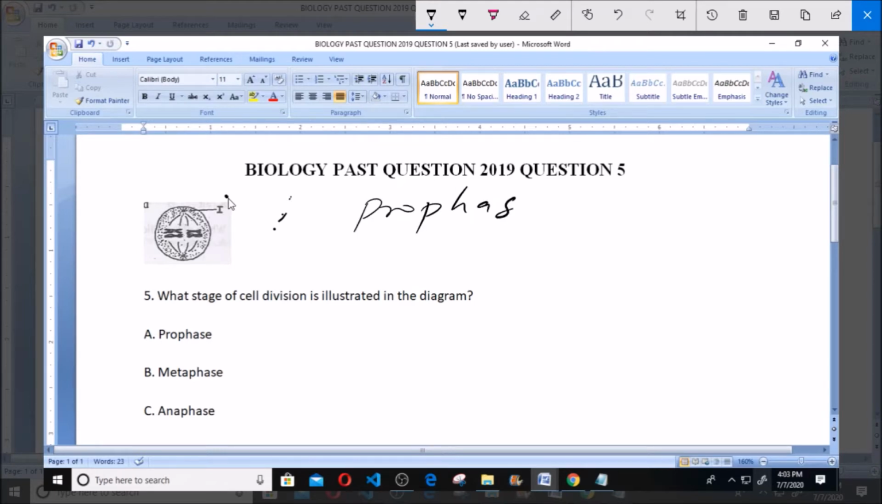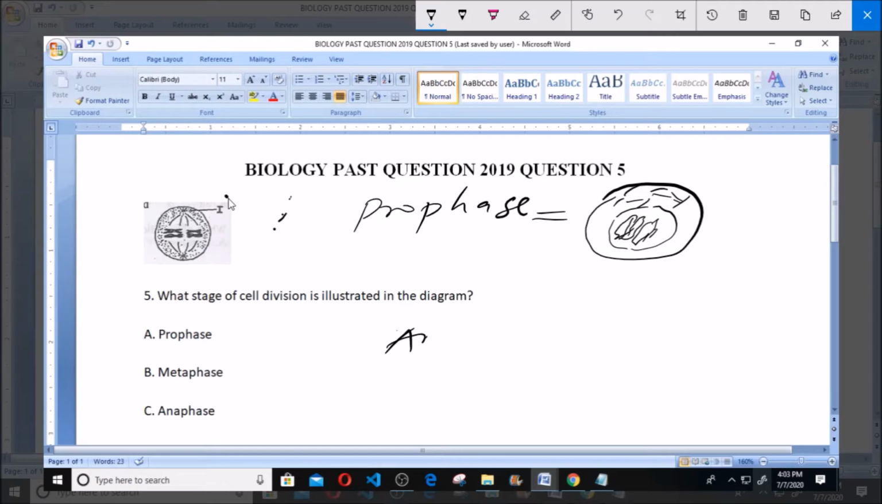Now, in prophase, the striking feature of every prophase stage of cell division is the condensation of the chromatin and the disappearance of the nucleus. Now, in a prophase stage of cell division, you have something like this. The nucleus begins to disappear, and then the chromosomes, the chromatins begin to condense. And then you have something like this. Now, this is for prophase.